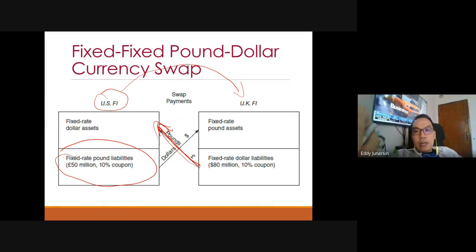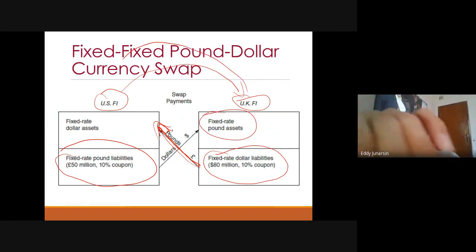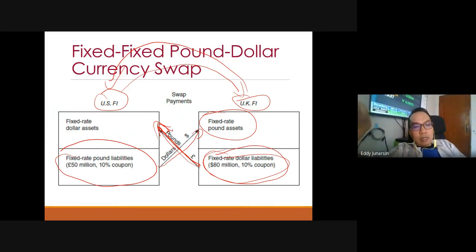But on the other hand, the UK financial institution right now is paying fixed rate liabilities in US dollars. They don't like it because they're making money in pound. So they will shift this obligation to the US financial institution. They could ask the US institution, please pay for my liabilities. And of course, because it's part of the swap contract, the US financial institution will send the fixed rate payment in US dollars to the UK firm. So both financial institutions are happy. They finally get what they want: the US financial institution ends up paying the fixed rate payment in US dollars, and the UK financial institution ends up paying the fixed rate payment in UK pound.